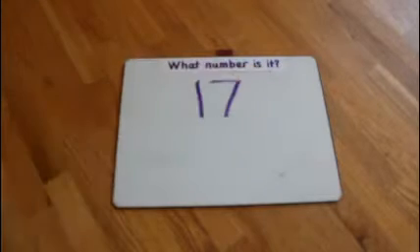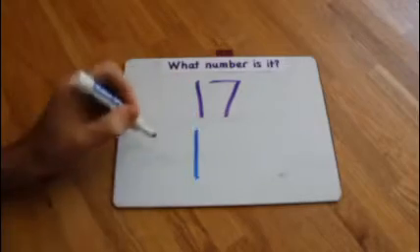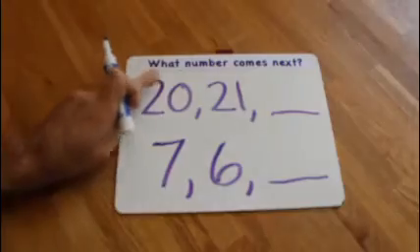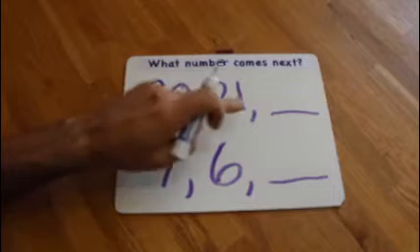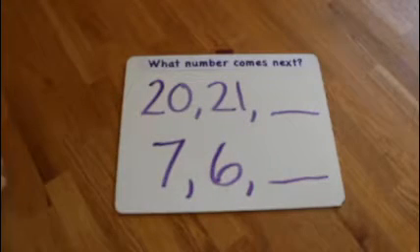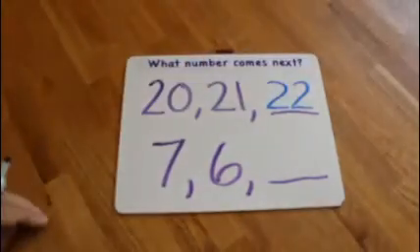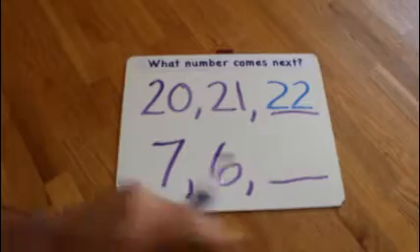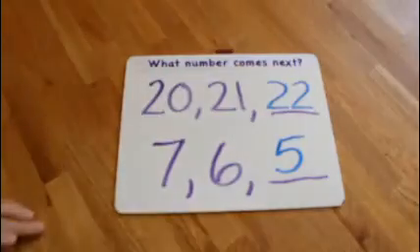What number is it? 17. How do I write a 17? A 1 for the 10, a 7 for the ones. 17. What number comes next? 20, 21, 22. How do I write a 22? 2 for the 10s and a 2 for the ones. 22. Here we go. 7, 6, 5. How do I write a 5? Down, big belly, back up for the hat.